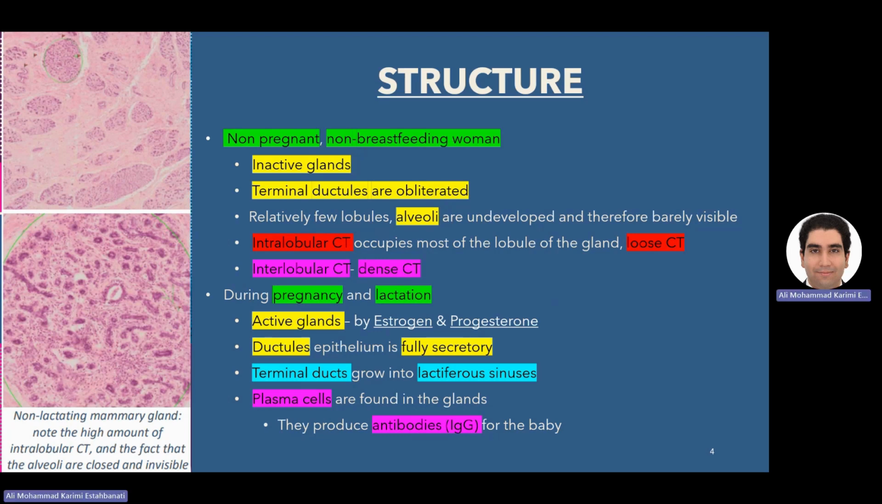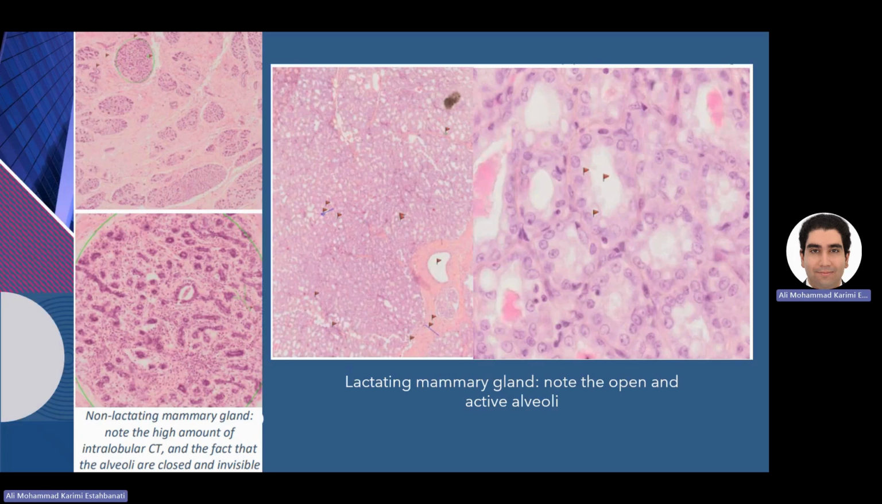Okay, next we need to see different slides. In this slide we can see that the female has a mammary gland that is not active, and the right one is a mammary gland that is active, this is a lactating one. Now, what's the difference in the non-active one? We already know what it is.